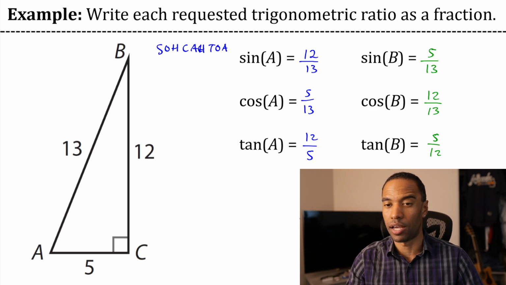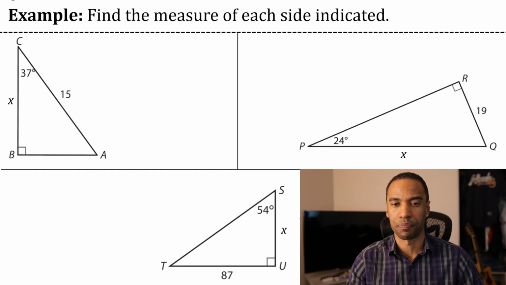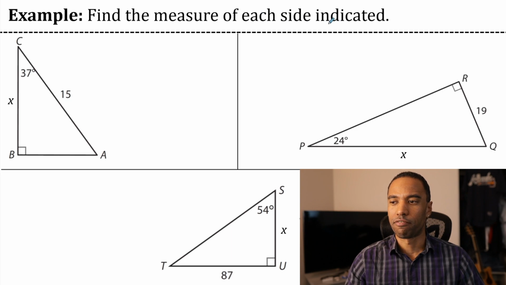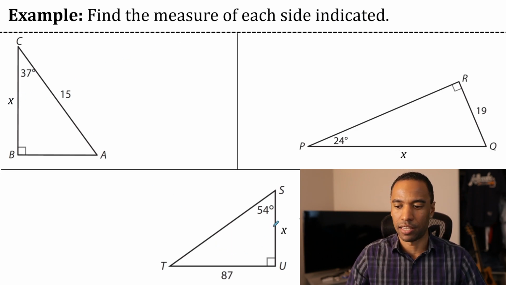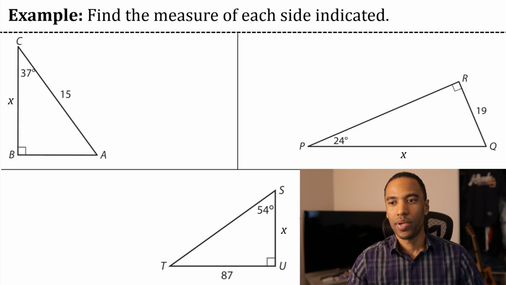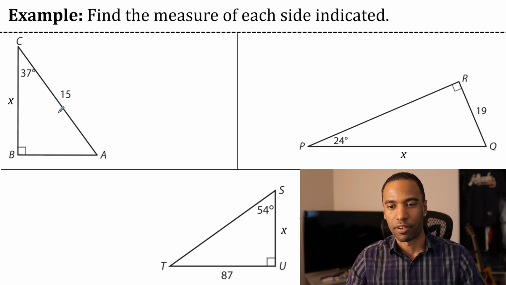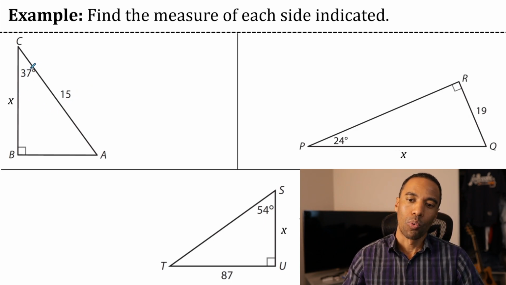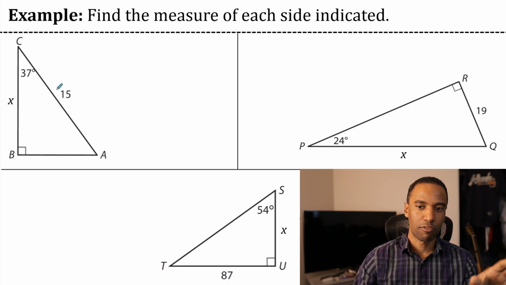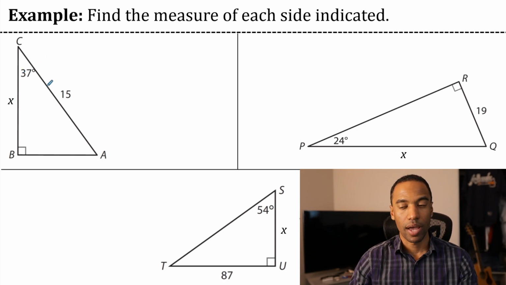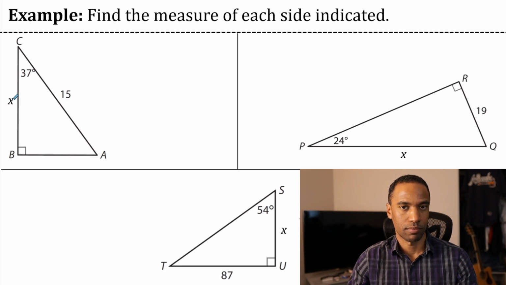Now, I'm going to be using a calculator for these to help us out as well, guys. So here's what we're going to do. We're going to find the measure of each side indicated. The indication is with X. Here's what we got, guys. We know we have a right triangle. That's good news. We can use trig functions. And we have a known angle measure. We are going to use the information provided right here to help us find out what x is.